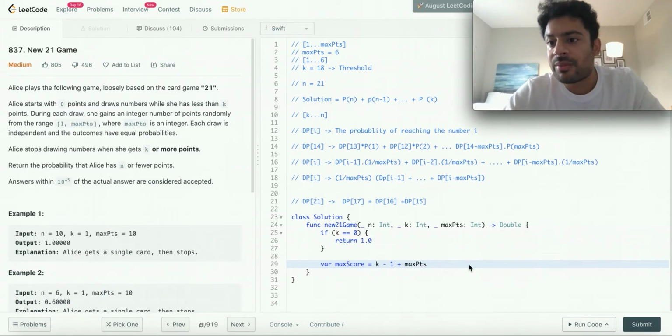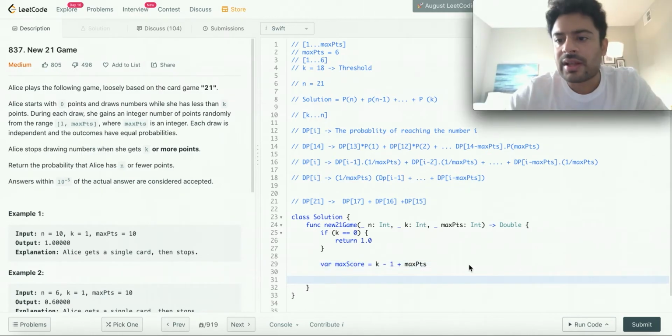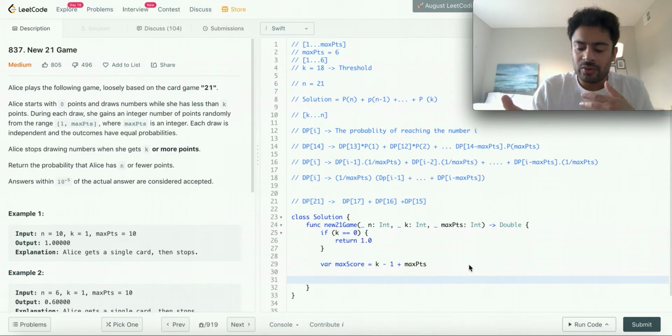That's the maximum jump you can make from that point, right? So that's what we are going to do. We're going to calculate DP values from 1 to max score, and then for the final answer, we're going to just sum up the DP values from K to N, right?